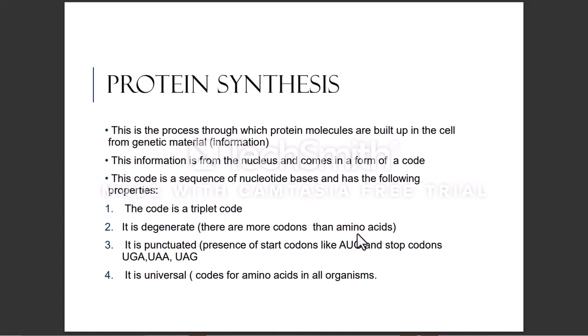Okay, so not every codon codes for an amino acid, so they are degenerate. Also, it is punctuated, meaning that there are presence of start codons like AUG and stop codons like UGA, UAA and UAG. So start codons are regions where translation starts, whereas stop codons are regions where translation stops. Also, it is universal, meaning that it codes for amino acids in all organisms.